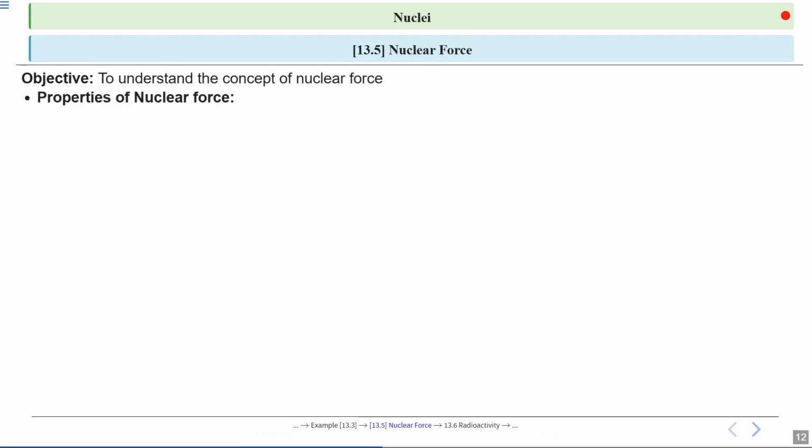Let's examine another property of nuclear force. Notice that at very short distances, the nuclear force becomes strongly repulsive. This means that when two nucleons like protons or neutrons get closer than about 0.8 femtometers, they push each other away very strongly. This repulsion prevents the nucleus from collapsing in on itself, even though the attractive force is very strong at slightly larger distances.